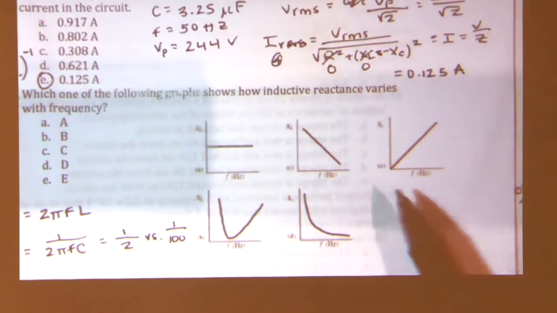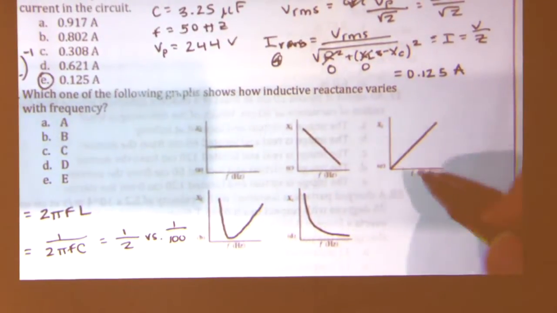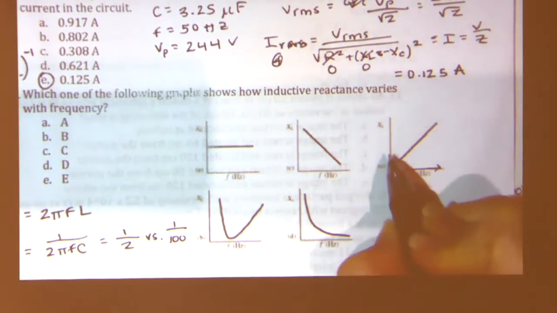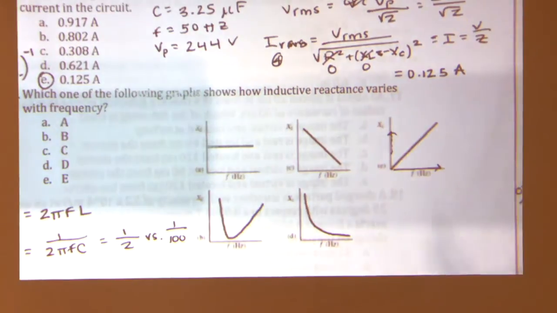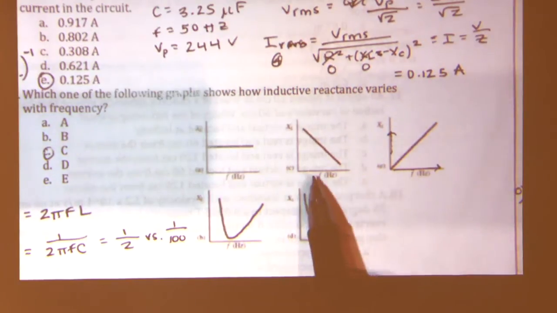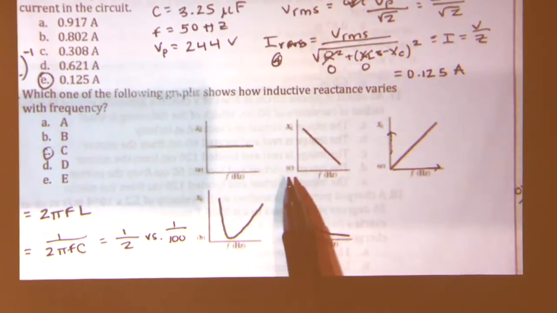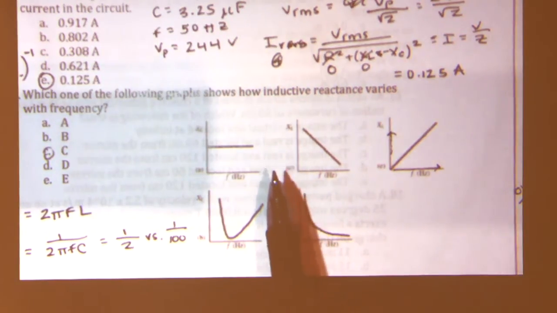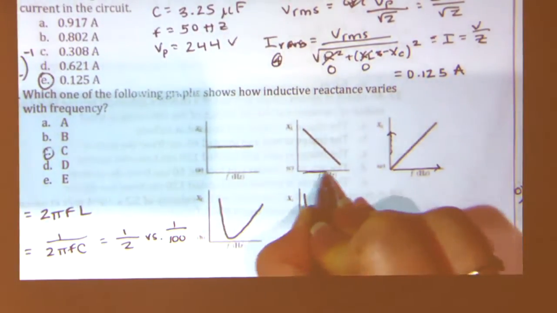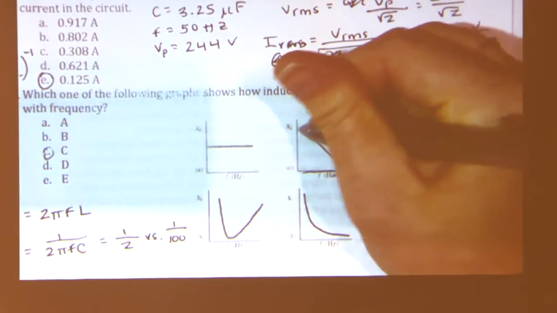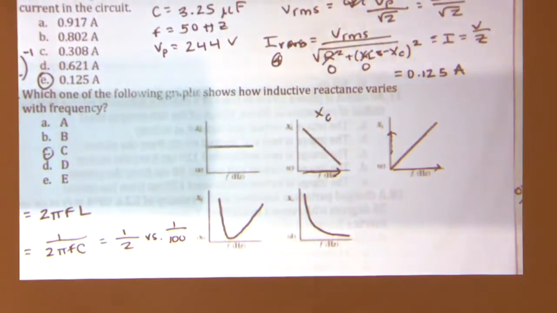If we look at these graphs, we can see that in C, as F increases, so does XL, and that's correct. So our answer will be C. We also see here, just pointing it out, this would be the graph of the capacitive reactance, where as we increase frequency, our XC will decrease. So this is the graph of XC.